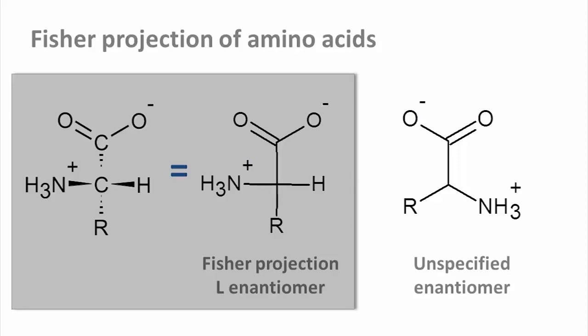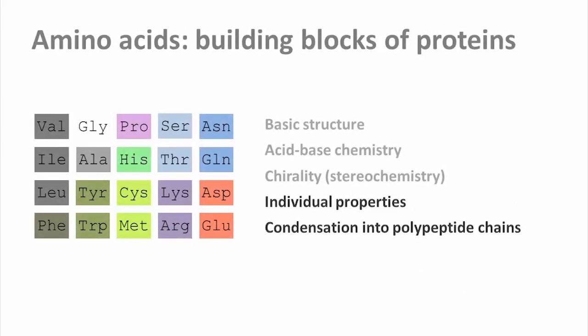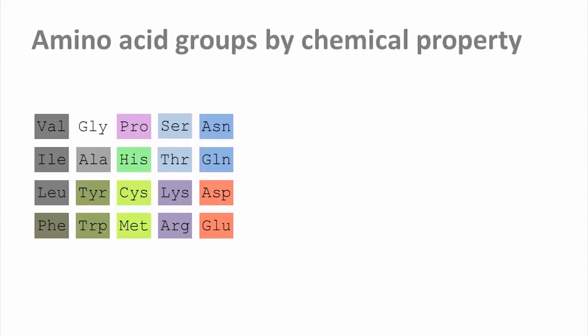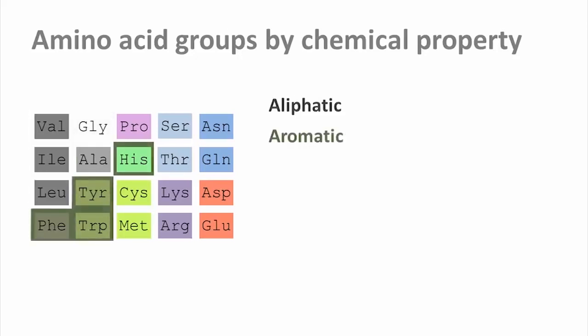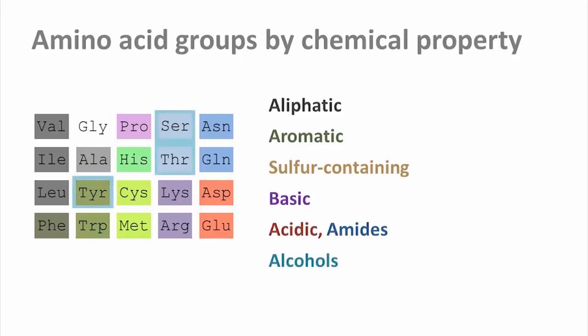Now we understand the properties of amino acids in general. Let's look at their individual chemistry. There are a number of different ways to split the 20 amino acids into meaningful subgroups. Typically, we distinguish aliphatic, aromatic, sulfur-containing, basic and acidic amino acids and the amides of those acids. And finally, there are alcohol amino acids with hydroxyl groups, and one that doesn't fit into any category, proline.